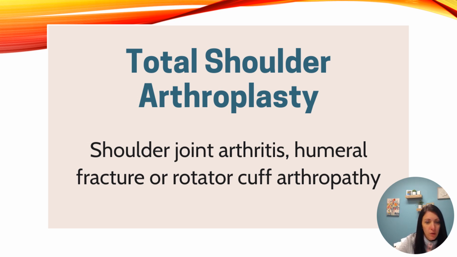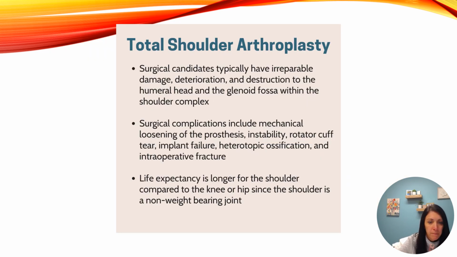A lot of times they might do shoulder arthroplasty because of arthritis, or if they have a humeral fracture, or rotator cuff arthropathy where it is not able to be repaired. So a candidate with a total shoulder arthroplasty will definitely exhibit impaired shoulder range of motion and strength, limited independence with ADLs, and severe pain. And the elective decision to have a TSA is most heavily influenced by the presence of unremitting pain.